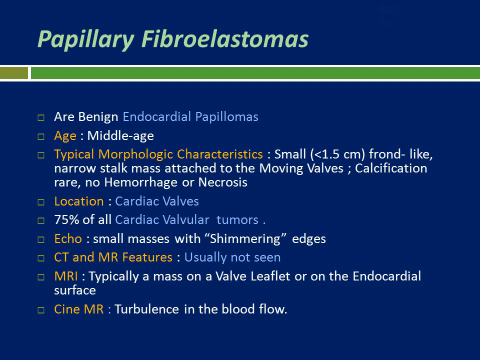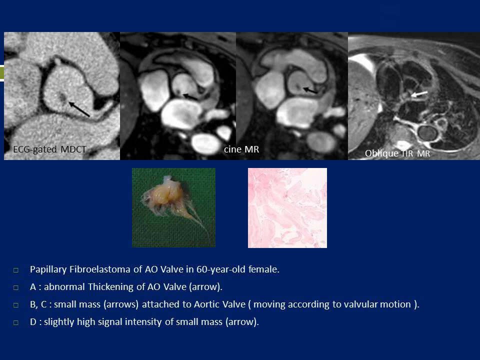CT and MR features, usually not seen. MRI, typically a mass on a valve leaflet or on the endocardial surface. Cine MR, turbulence in the blood flow. ECG gated MDCT. Cine MR. Oblique MR. Papillary fibroelastoma of the aortic valve in a 60-year-old female. A. Abnormal thickening of the aortic valve, arrow. B, C. Small mass, arrows, attached to the aortic valve, moving according to valvular motion. D. Slightly high signal intensity of small mass, arrow.